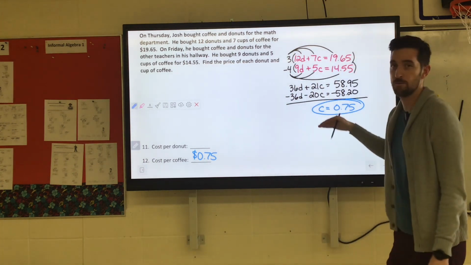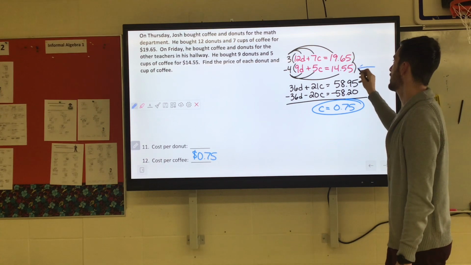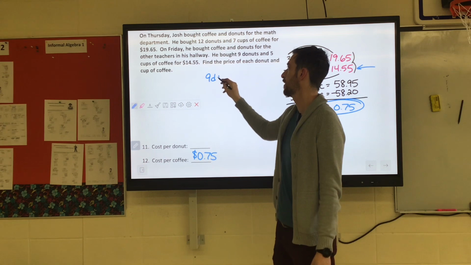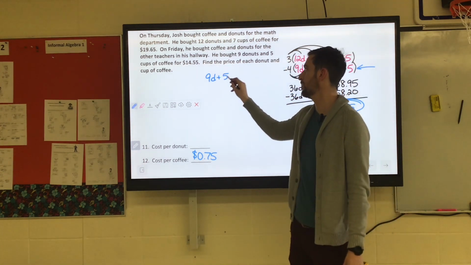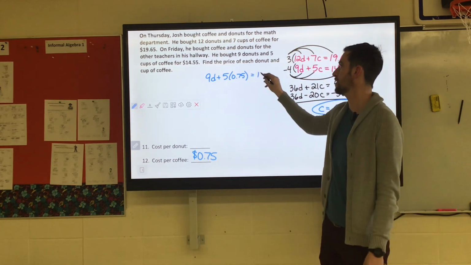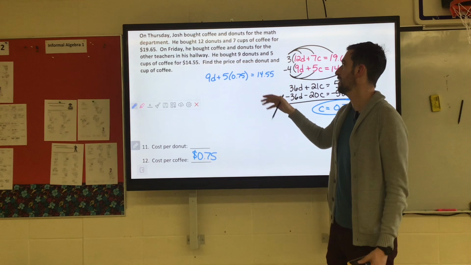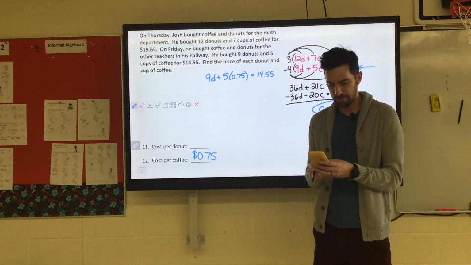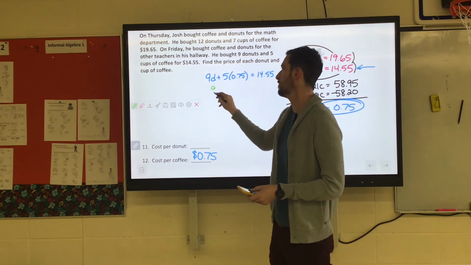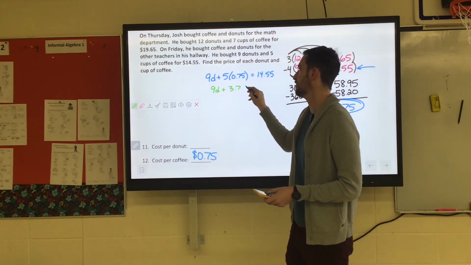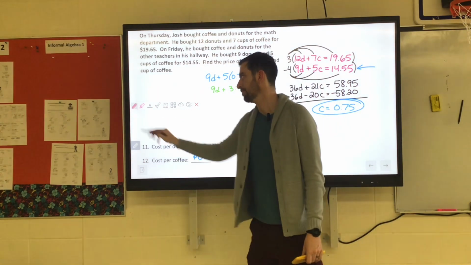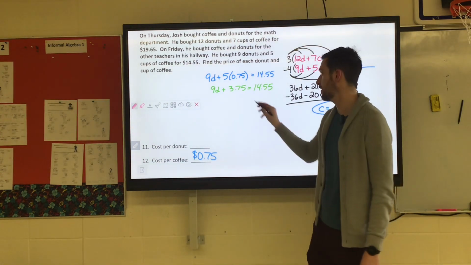So we have, again, 4 options to work on. I'm going to choose the second one just because it's the smallest numbers. We have 9 donuts plus 5 cups of coffee, and we know that each coffee is 75 cents, and that came out to $14.55. We could do 5 times 0.75. It's $3.75. So we have 9 donuts plus $3.75 in coffee equals $14.55. You know darn well we're going to subtract that $3.75.